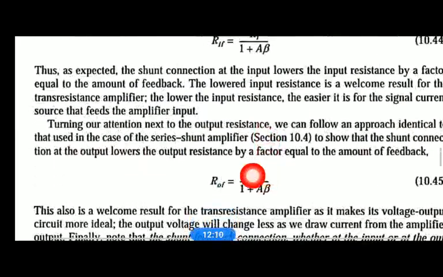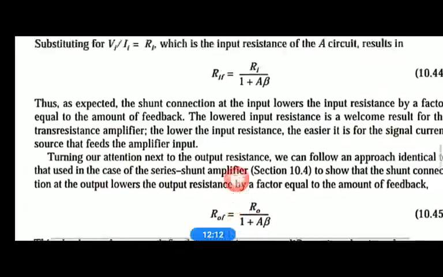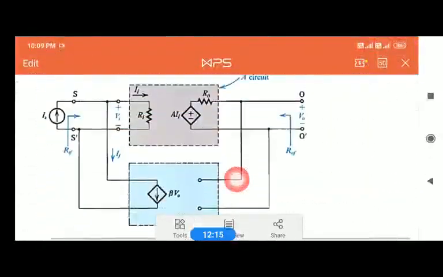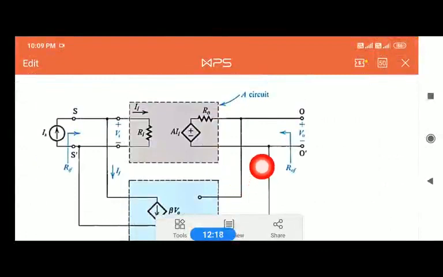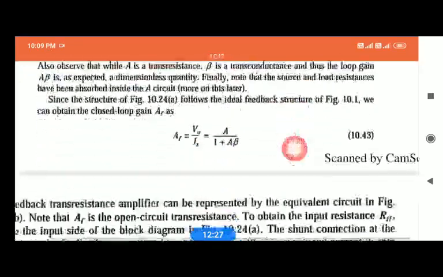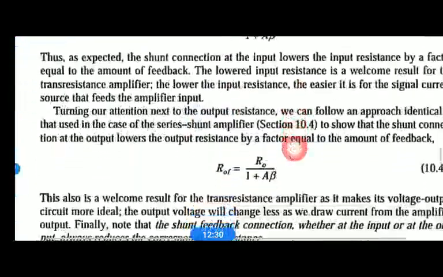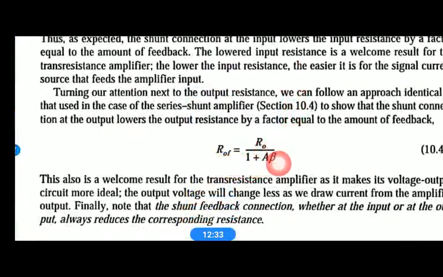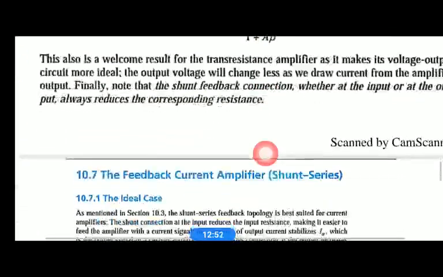So for the output resistance ROF, since the output is connected in shunt here, the output resistance is also reduced by a factor of 1 plus A beta. So we can write the output resistance ROF is equal to R0 divided by 1 plus A beta, because the feedback network is taking the output using a shunt connection. So both the input resistance and the output resistance are reduced by a factor of 1 plus A beta.